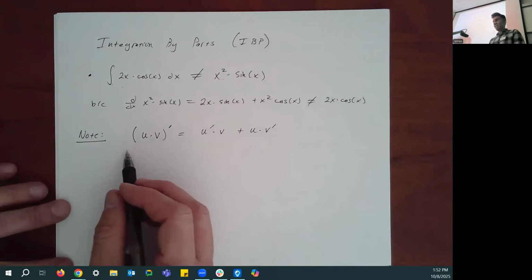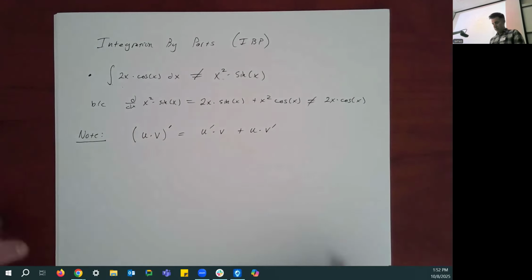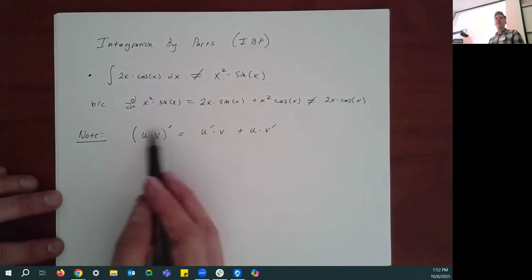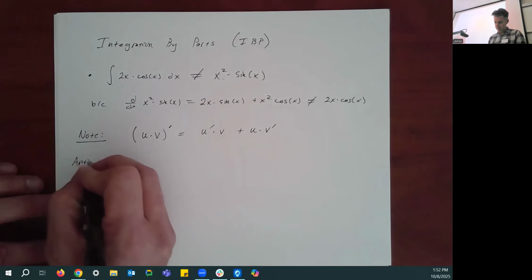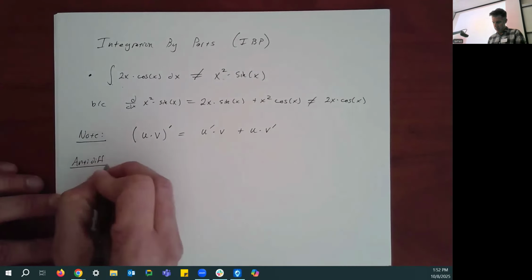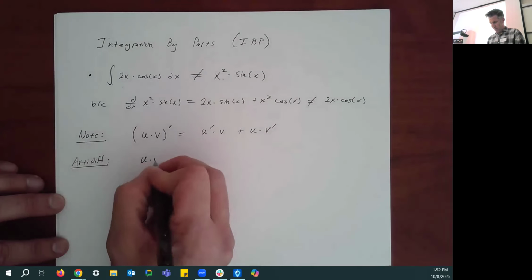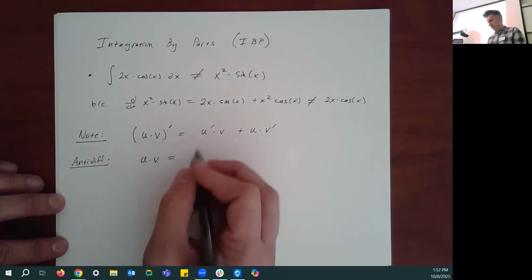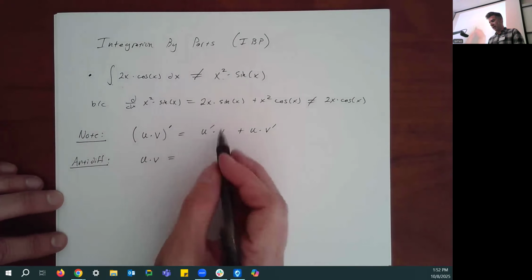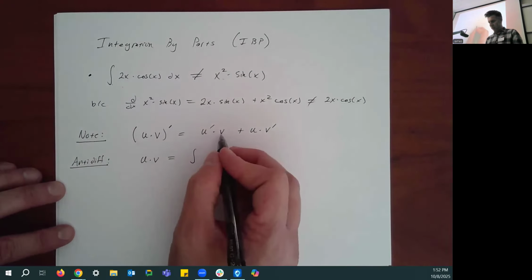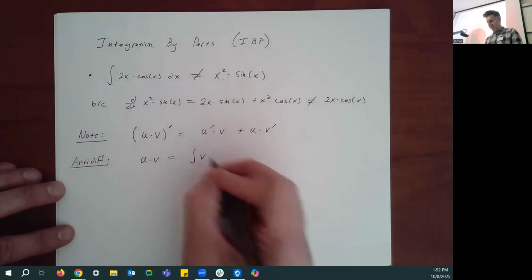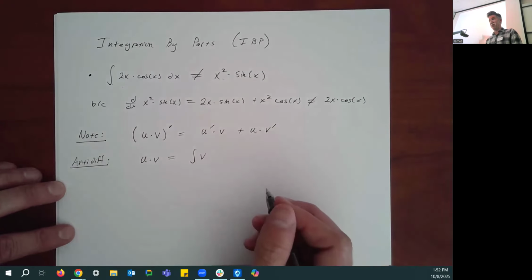Now we're going to anti-differentiate both sides of this. The antiderivative of a derivative is just the thing you started with. So if we anti-differentiate both sides, we're going to get just u times v on the left. And I'm going to write this other side slightly differently. So I'm going to write this as the antiderivative of, instead of u prime times v, v times u prime, but I'm just going to write u prime as du.